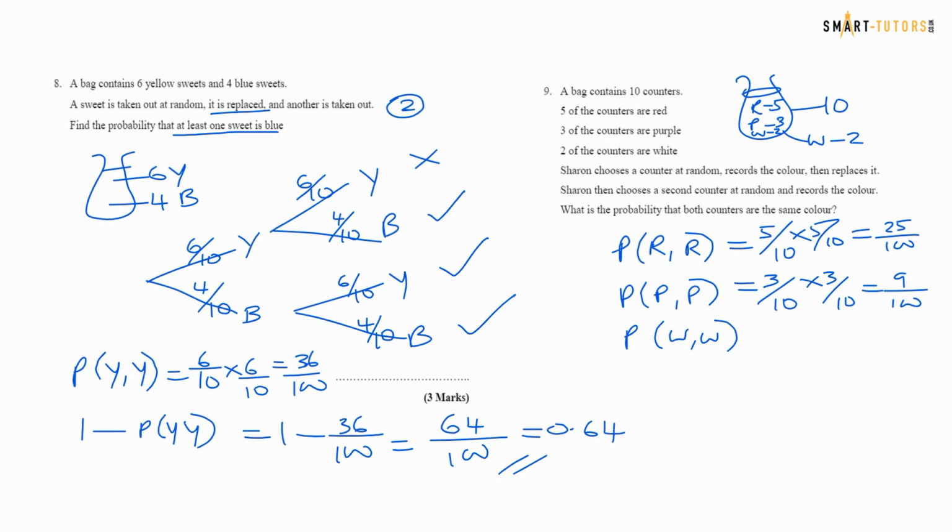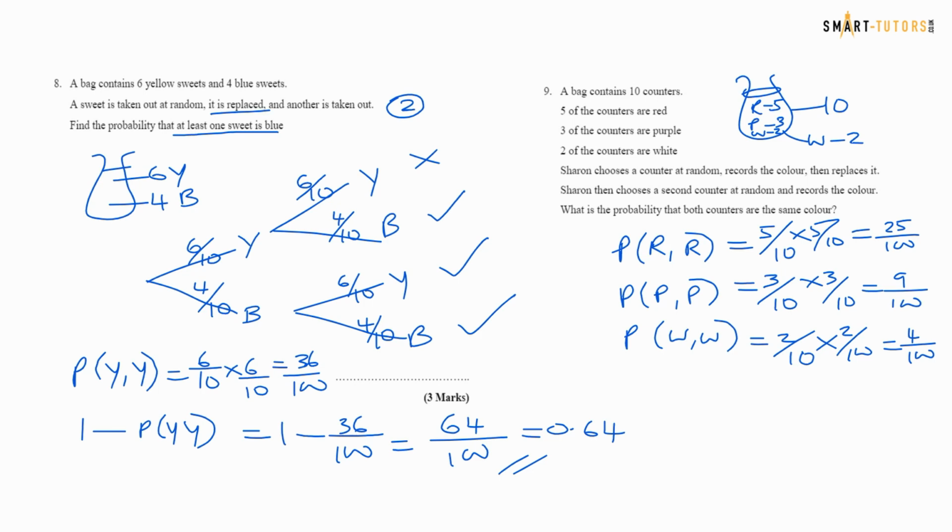Next one, probability of white. So probability of white means how many whites are there. So 2 upon 10 times 2 upon 10, so 4 upon 100. So basically read the question again, try to understand what they exactly asked for.